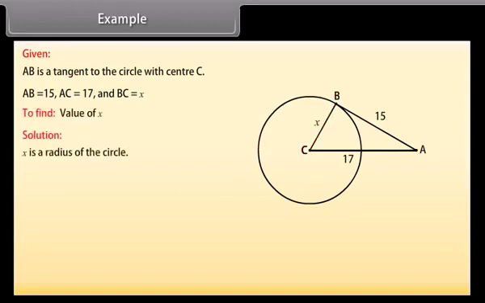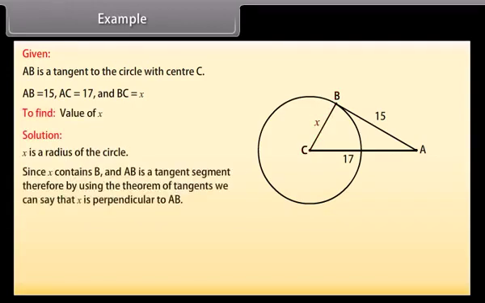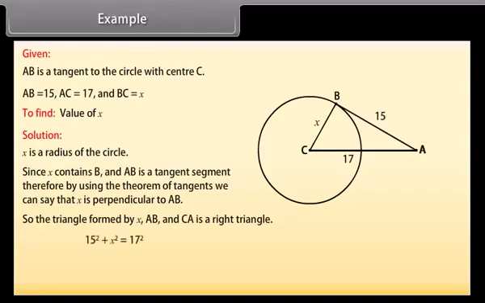We can see that x is a radius of the circle. Since x contains B and AB is a tangent segment, by using the theorem of tangents, we can say that x is perpendicular to AB. So the triangle formed by x, AB and CA is a right triangle. Now by using the Pythagoras theorem we get 15 squared plus x squared is equal to 17 squared, or x squared is equal to 64, which gives us x as 8.